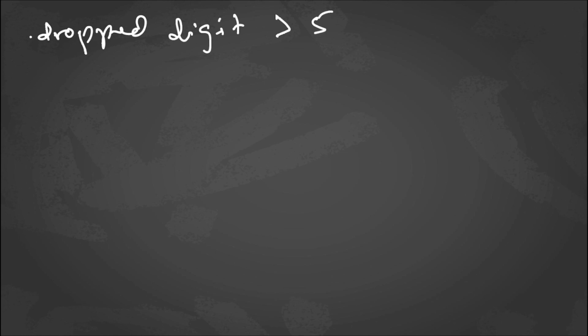The first rule is that we will have to round up a number if our dropped digit is greater than 5. What do we mean by this?